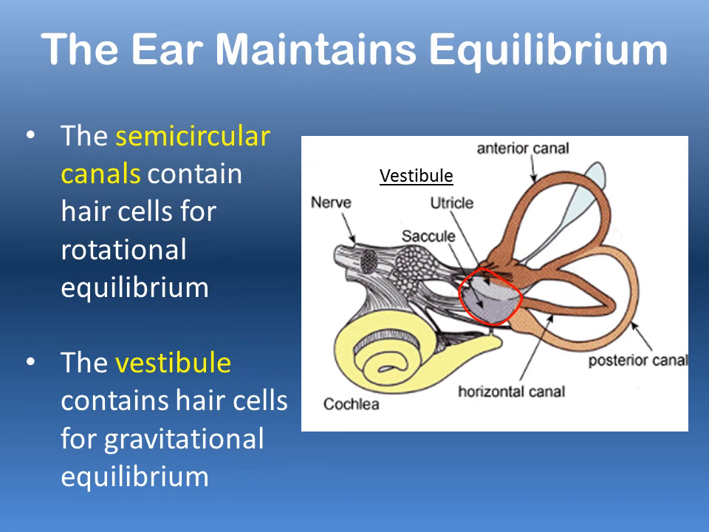These locations contain hair cells that are further modified to detect gravitational equilibrium, or a sense of up and down, forward and backward. And it does so with the help of very small granules called otoliths that slide over the hair cells and mechanically bend them in that way.